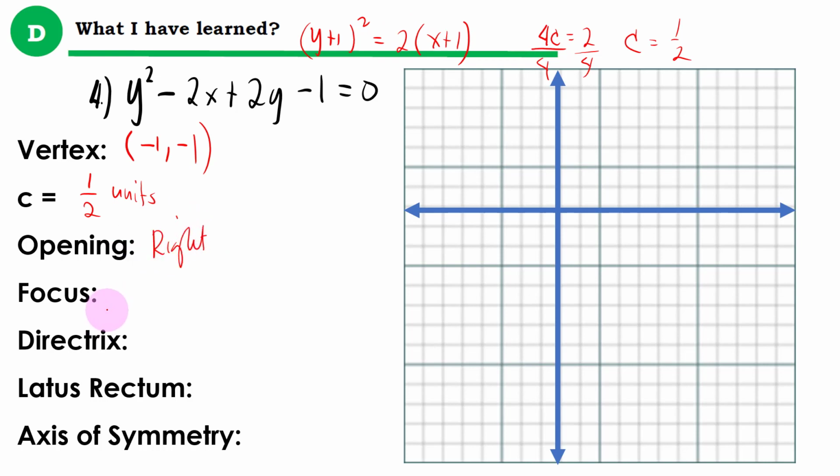And then the focus, since it is opening to the right of negative 1, 1. Nasaan yung negative 1, 1? Nandito yun, di ba? This is negative 1, 1. It's our vertex. And then, it opens to the right. So, this means papunta rito siya. 1/2 units lang. Okay, so 1/2 units, ito yun. Nandito yung focus natin. Kalahati. Okay? Ay, mali. Baliktad pala, sorry. Negative 1, negative 1, nandito nga pala siya.